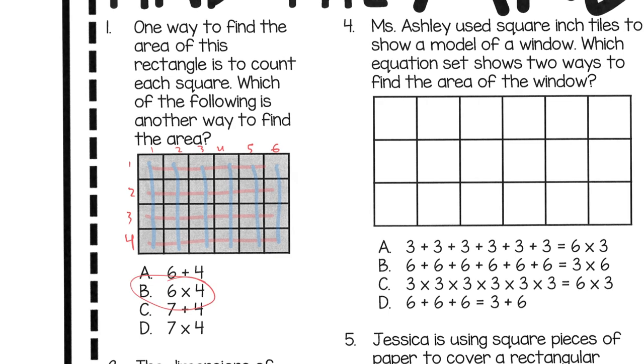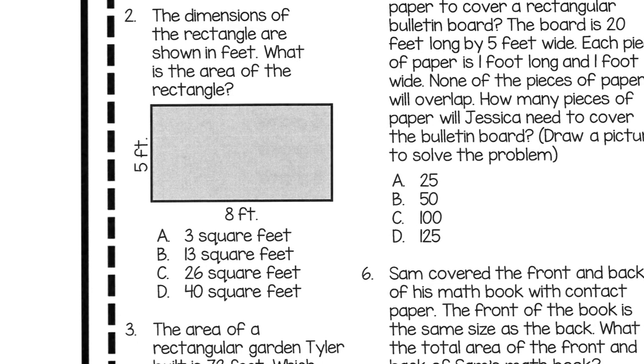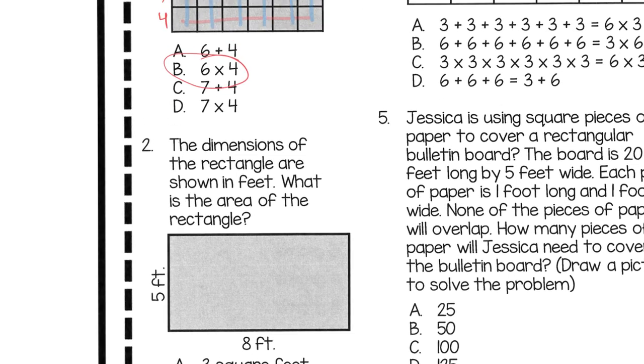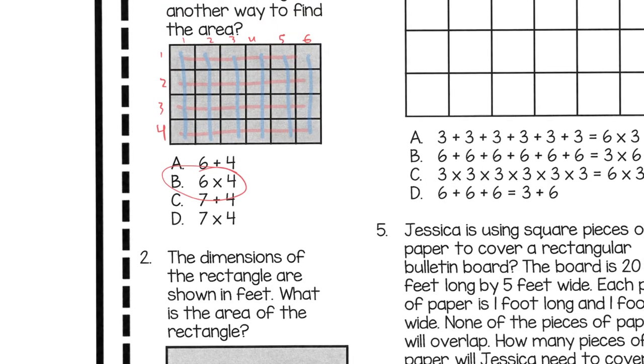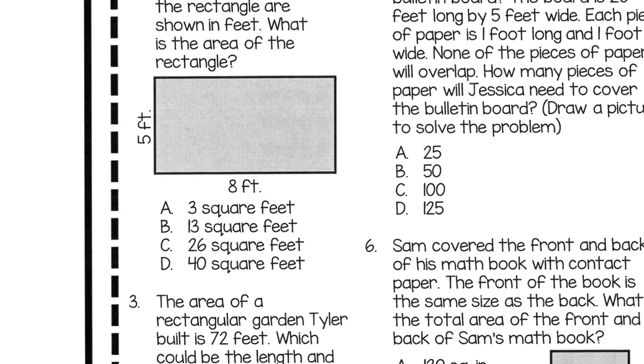Okay, let's go on to number 2. The dimensions of this rectangle are shown in feet. So this is 5 feet tall, 8 feet wide. It says, what is the area of the rectangle? Well, we just said in problem number 1 that we can multiply length times width. So we have length and width. So I need to multiply 5 times 8 to get my answer here.